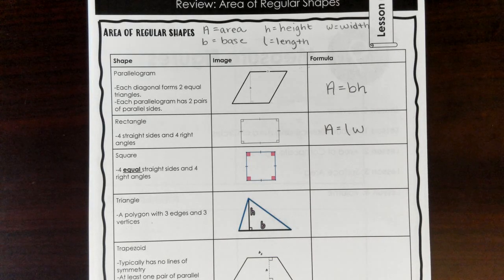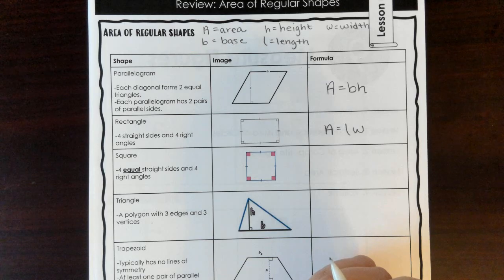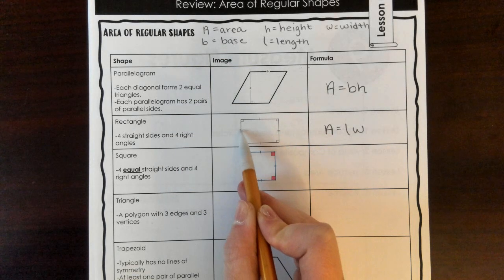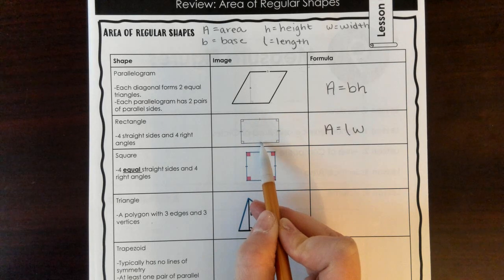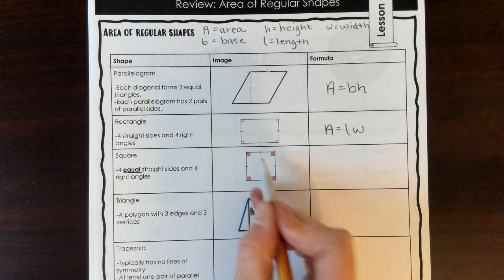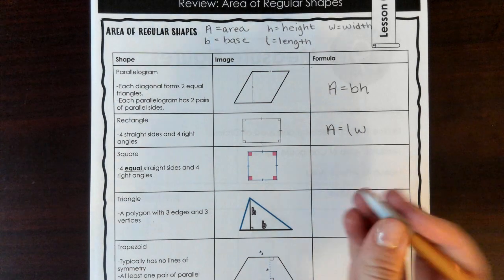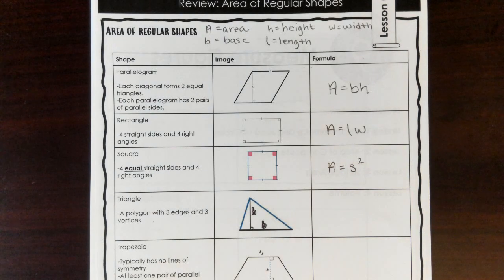Now we have a square, which is 4 equal straight sides and 4 right angles. Those are marks showing that they are the same length. If I go back up here, you can kind of see, it's hard to tell, but there are 2 lines here, so those are the exact same size, and since those are just 1 line, those are the same side length. Whereas here they are all 1, and so they match completely. For a square, we're going to use A equals S squared. That S is going to stand for your side length.